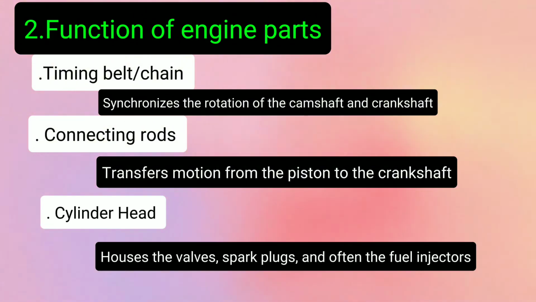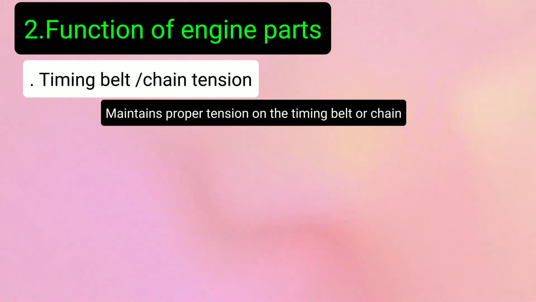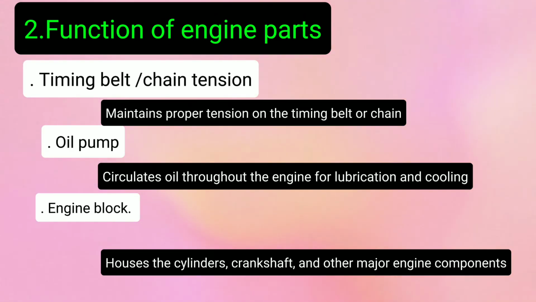Cylinder head houses the valves, spark plugs, and often the fuel injectors. Timing belt chain tensioner maintains proper tension on the timing belt or chain. Oil pump circulates oil throughout the engine for lubrication and cooling. Engine block houses the cylinders, crankshaft, and other major engine components.